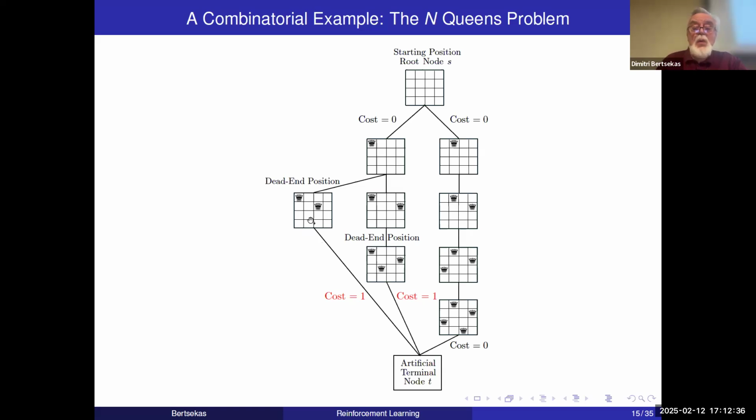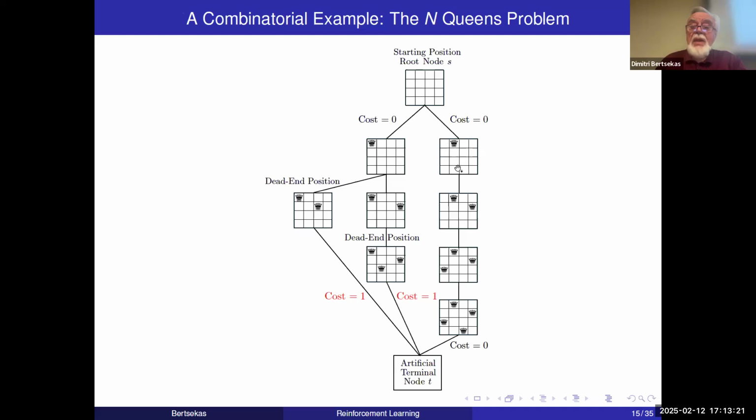Now from here, we cannot place any queen in any one of those positions in the third row without having them attack each other. So this one is a dead-end position. And a dead-end position takes us to the artificial termination state with cost 1, okay? Cost 1 means that we have failed, we have reached a dead-end position. From here, there's only 1 possibility. However, from this possibility, again, it's not possible to place a 4th queen. It's a dead-end position, and again, it has a cost of 1.